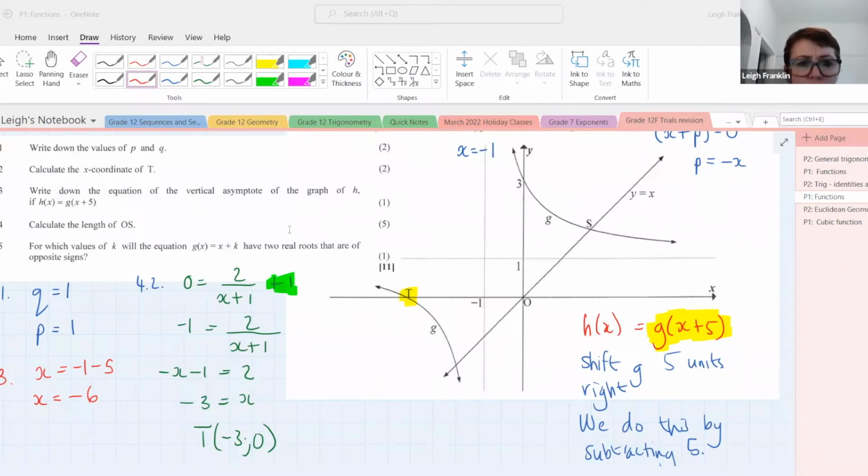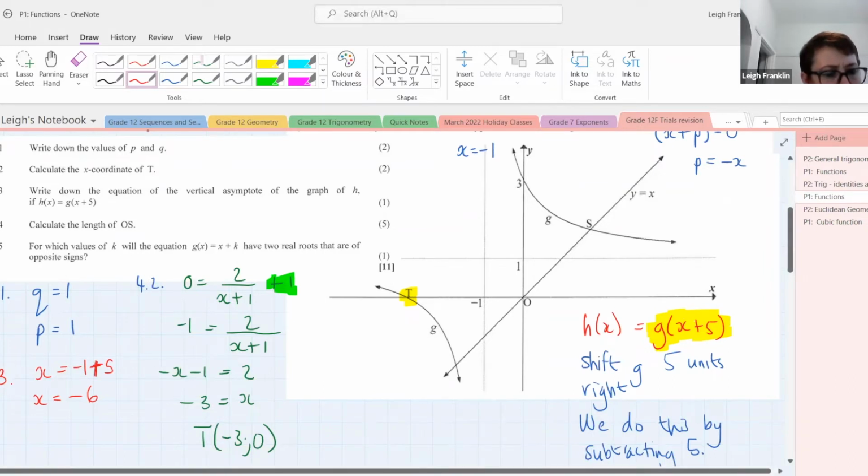Let's just have a look at what you guys are saying. Shift g to the left by 5 units. No, so g plus 5 means shift it to the right. But if we shift it to the right, it means we have to subtract. We've got to do the opposite, because the line x equals -6 means we don't subtract.